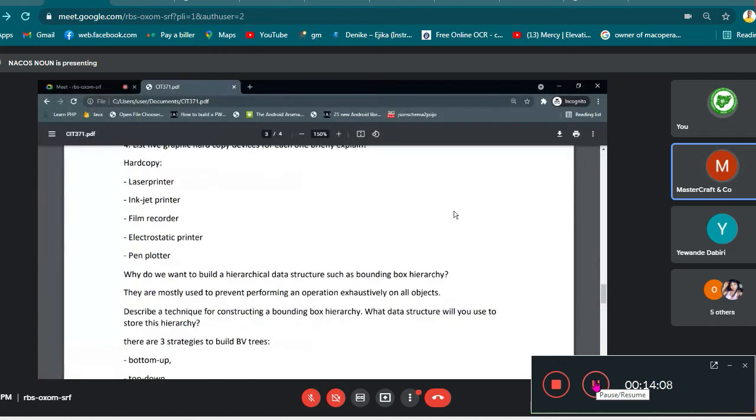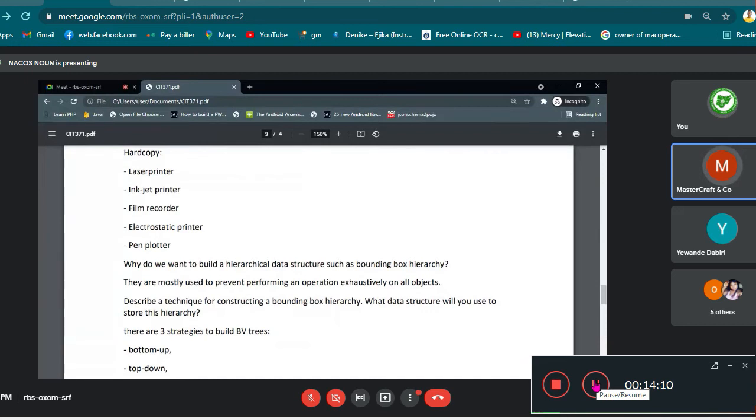The next question says, why do we want to build a hierarchical data structure such as a bounding box? It is not only our CIT-341 that has to do with data structure. Even inside computer graphics, there are data structures and algorithms. We have our KD tree, we have our binary tree, we have our bounding box. We also have our quad tree.